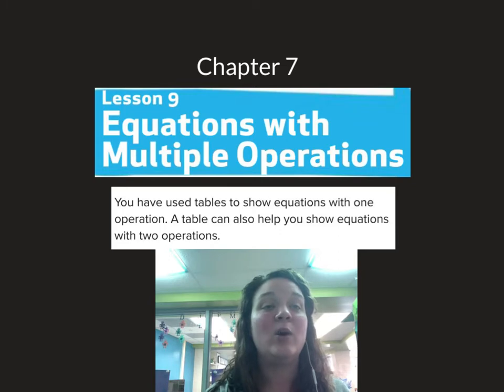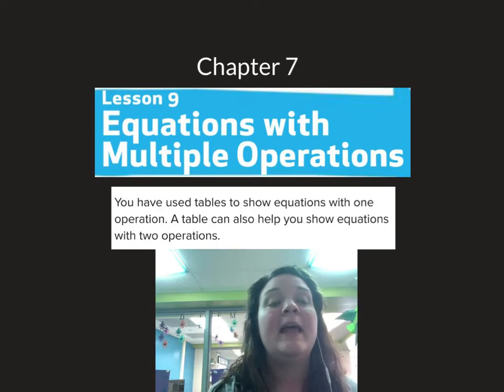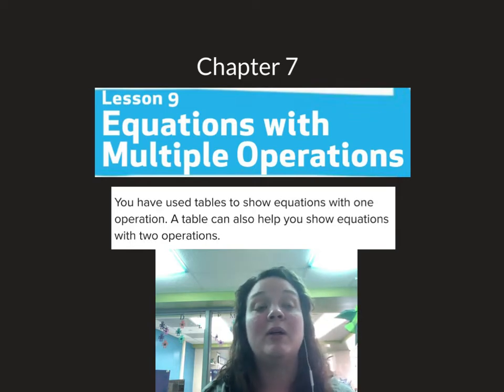Today we're going to be looking at equations. So remember, expressions have no equal sign. Equations do have equal signs. And we're going to be looking at equations with multiple operations.